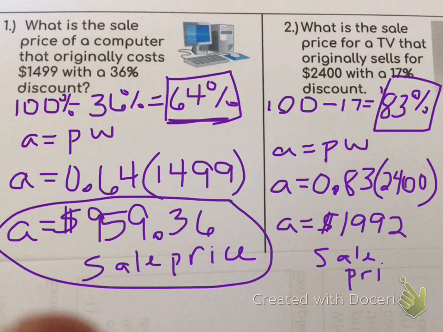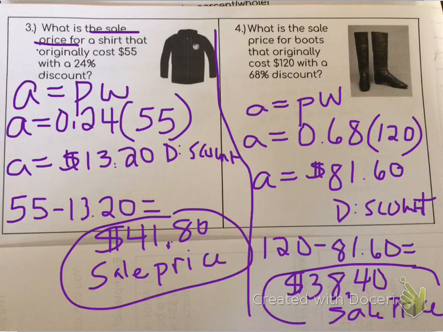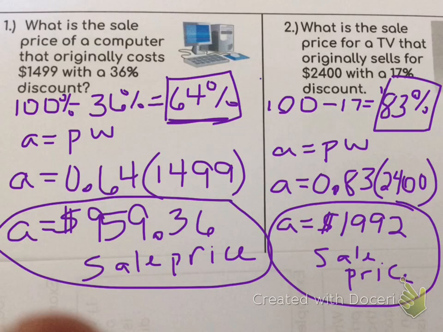Okay, so those are 2 different options for you to find your sale price. Whether you want to subtract the percents in the beginning and then just get your sale price, or if you want to find your discount and then subtract your discount from your original. Totally up to you. Okay, and that's all we have for you today.